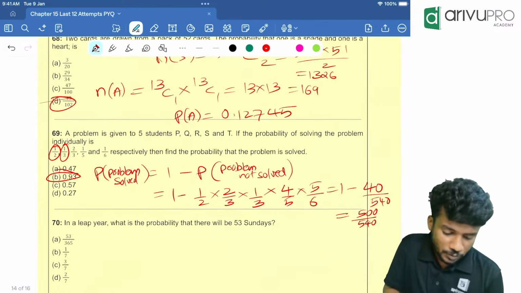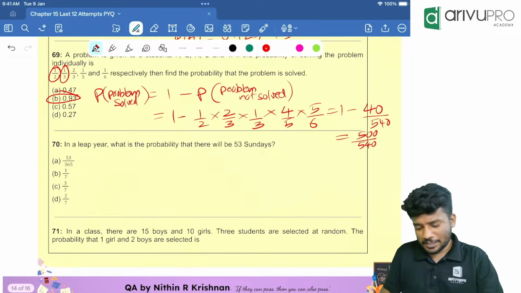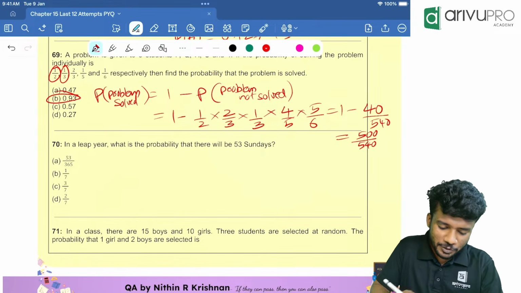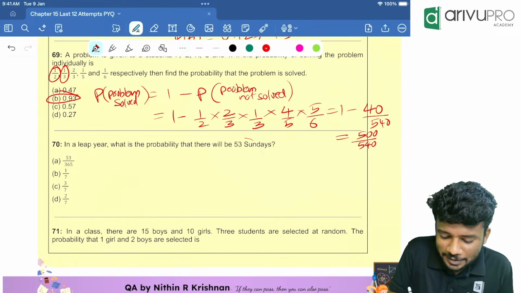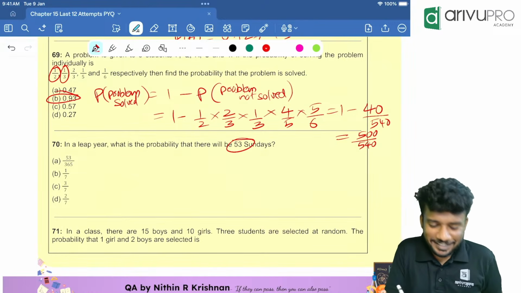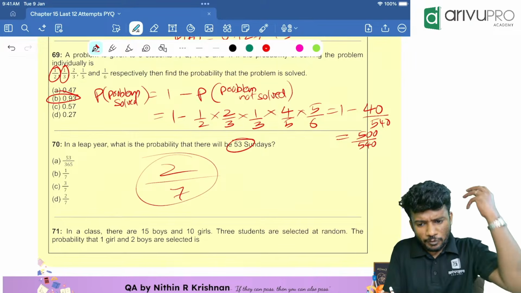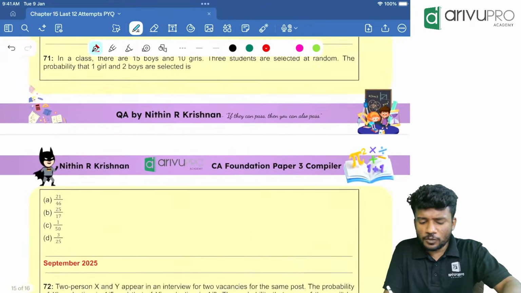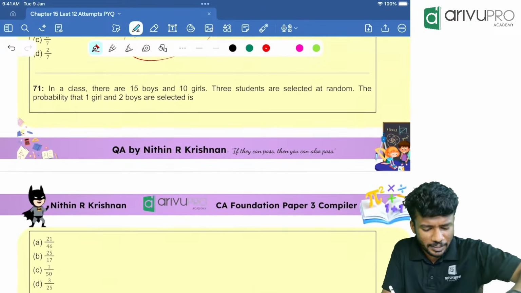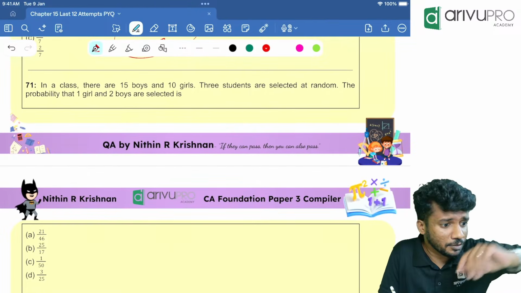Okay, next question. In a leap year, yes, I am telling you the repeated pattern of question. In a leap year, what is the probability that 53 Sundays are there? I told you the shortcut, 2 by 7 is your answer. Yes, if you want more clarification, watch our full video which is uploaded on YouTube already. If you want, I'll mention it in the comment or pin it over there.